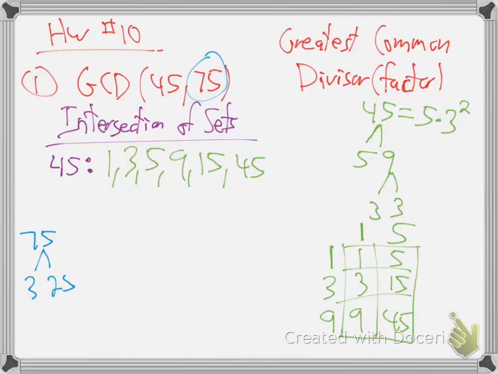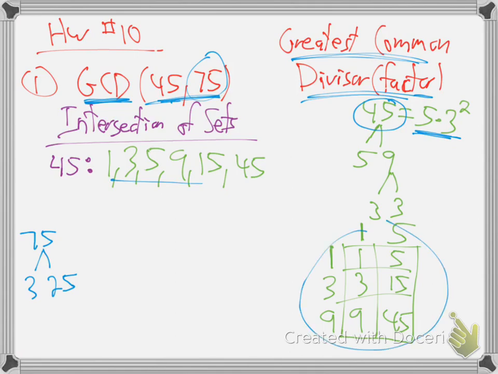So 75. We're trying to find the GCD, the greatest common divisor, for 45 and 75. Greatest common divisor or factor, GCF, same thing, like from your algebra days, factoring. The way I'm doing it is I took the 45 and broke it down to its primes, and then I made the little tables that we just learned how to make, and I listed all the things that go into 45.